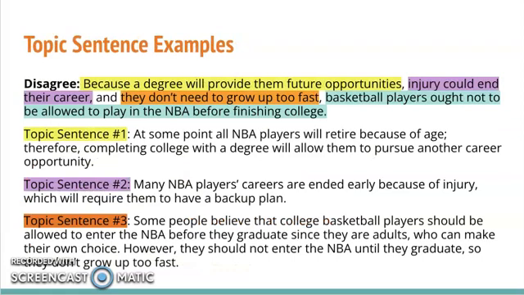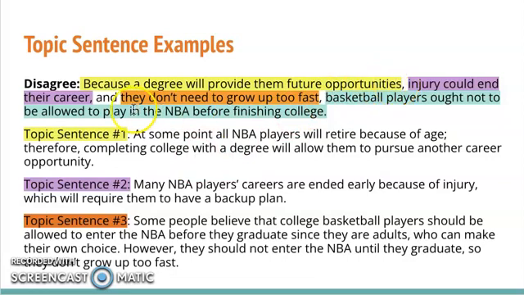So now let's look at some examples. So I've taken my disagree thesis statement from the other slide and put it on here, and I'm expanding on it to create my 3 topic sentences. So my first reason is because a degree will provide them future opportunities. So right here you'll see that I've expanded on that. At some point, all NBA players will retire because of age. Therefore, completing college with a degree will allow them to pursue another career opportunity.